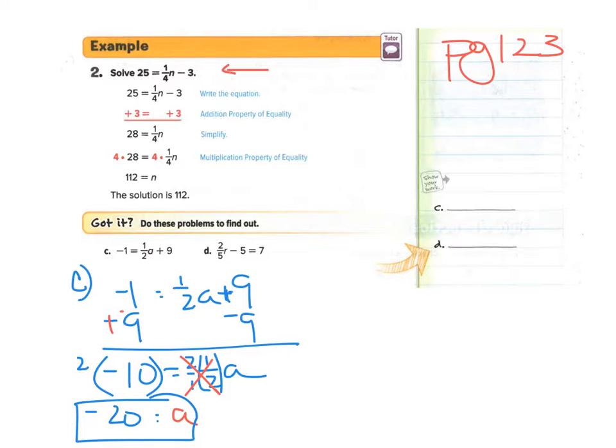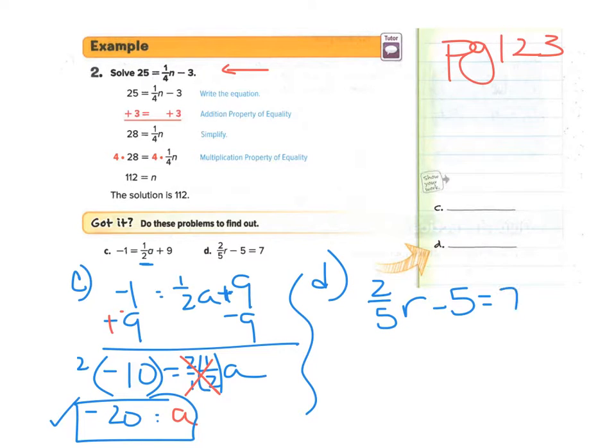To check that, I would substitute in. So half of negative 20 is negative 10, plus 9 is negative 1, so I'm good. Taking a look at got it D, so I have 2/5 R minus 5 equals 7. I need to get rid of times 2/5 and minus 5, so I'm going to get rid of the minus 5 first by adding 5 to both sides.